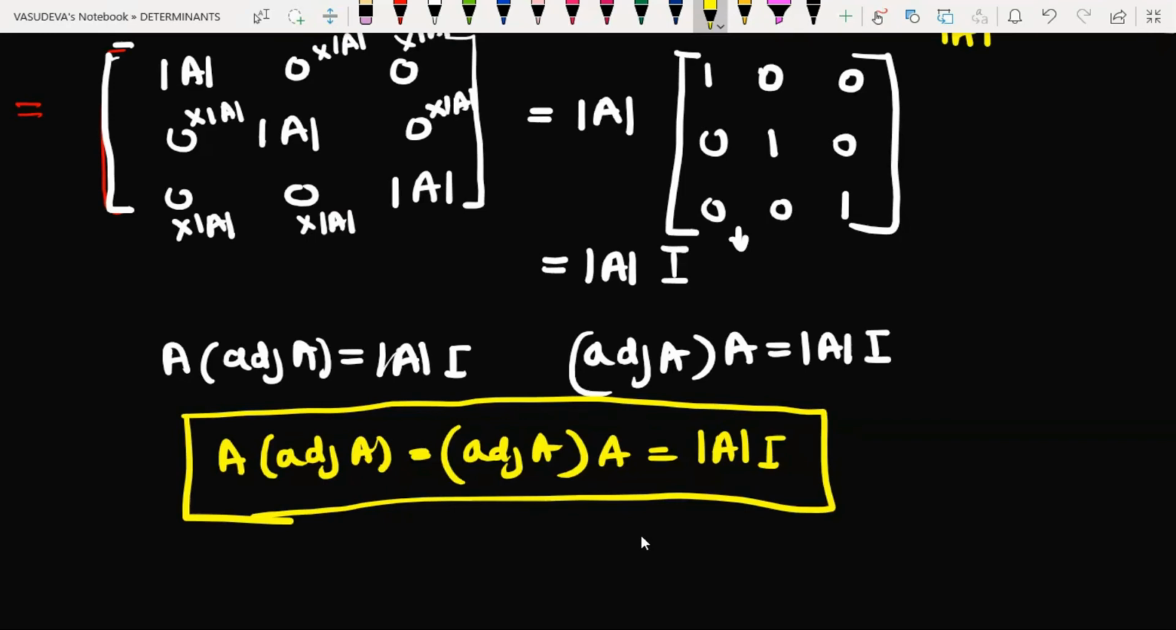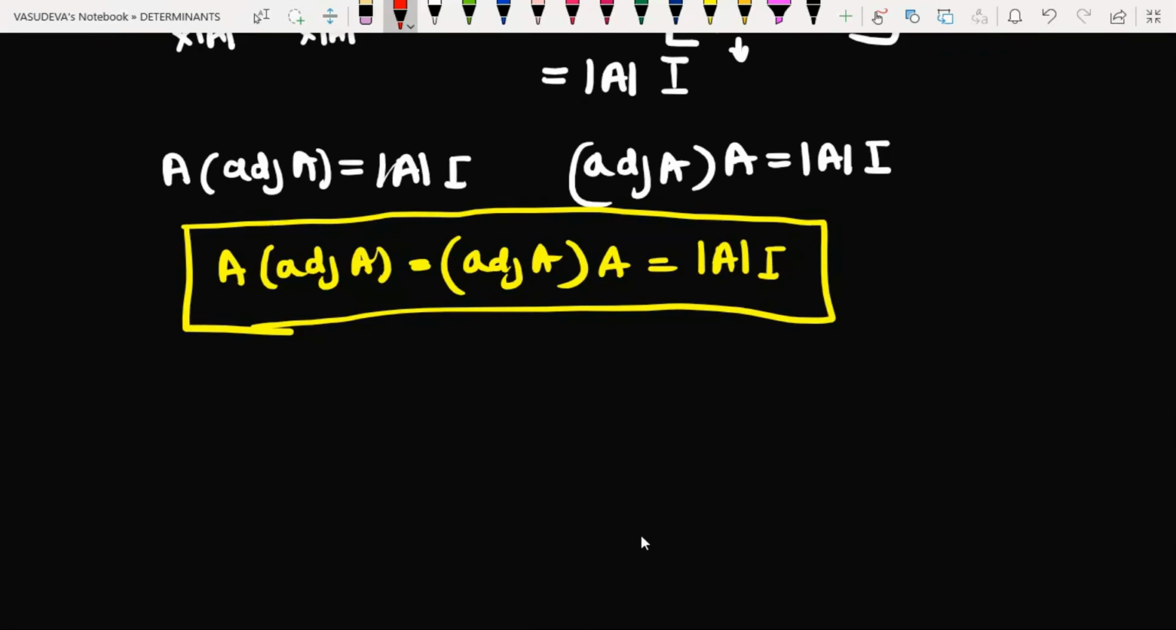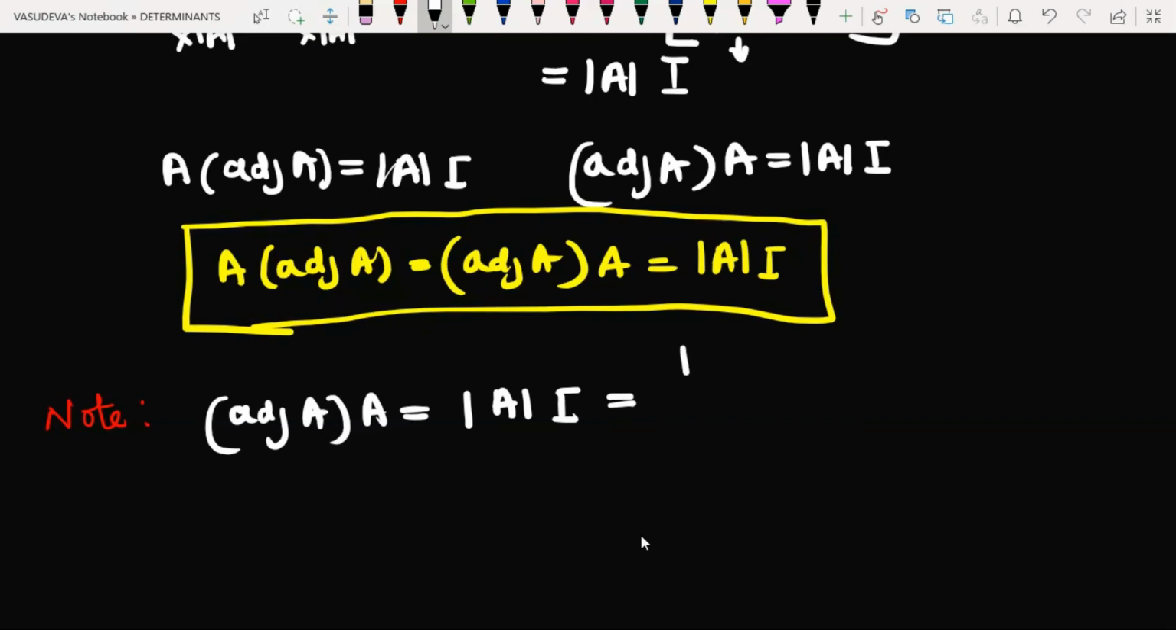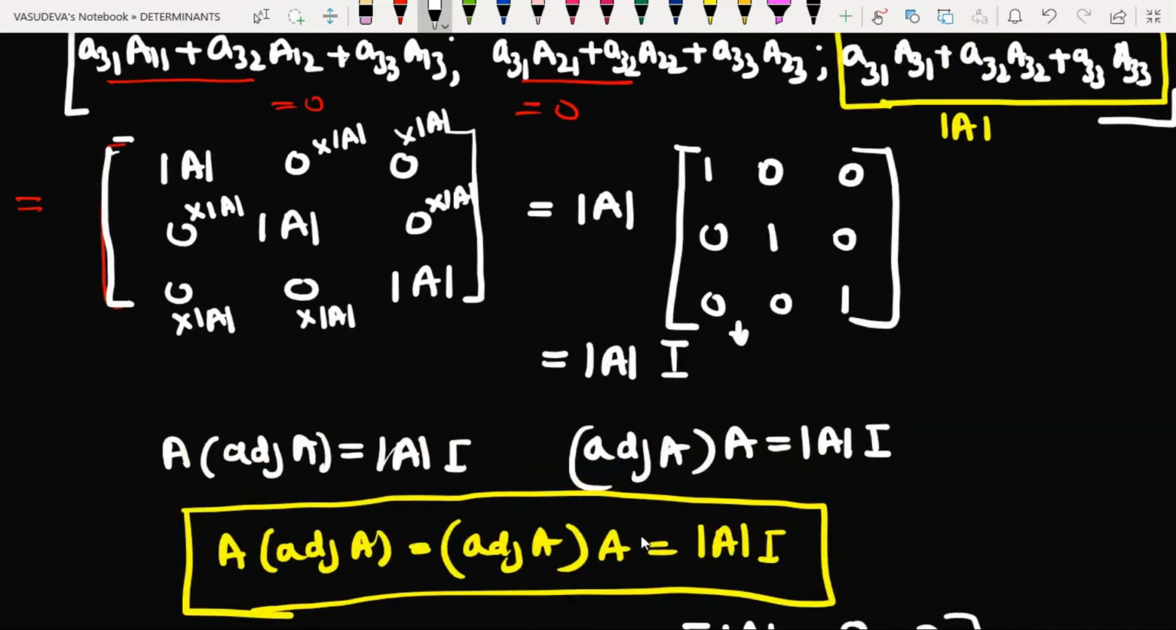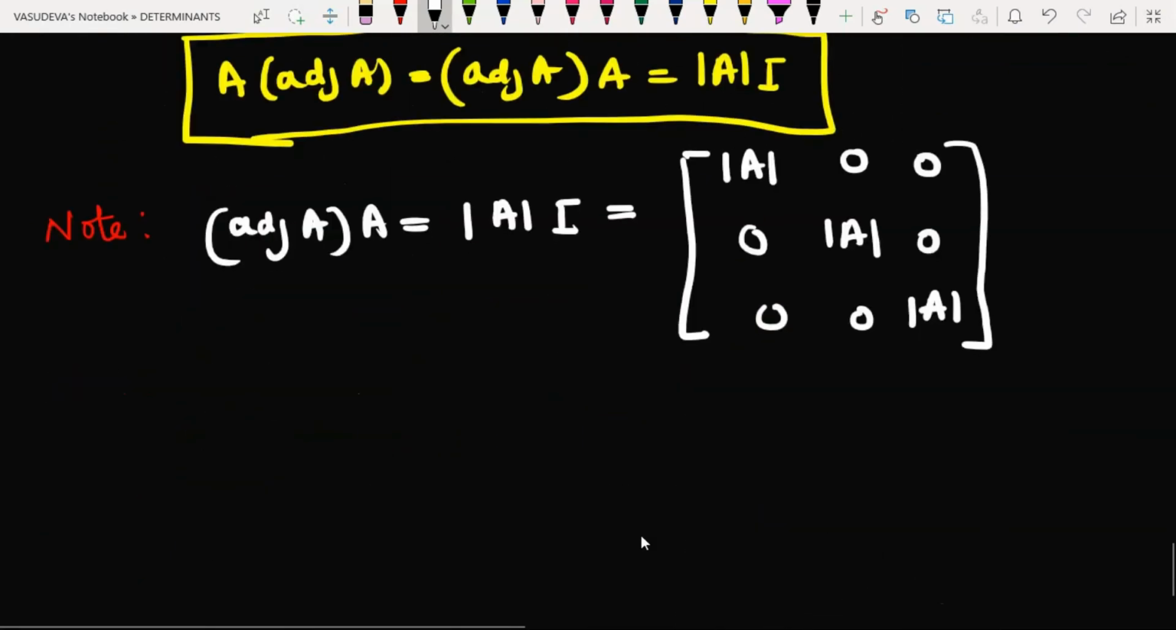From this definition we will arrive at the result for the inverse of a matrix. And from this result we arrive at one of the very important things. So as a note you can take, we have adjoint of A into A is equal to determinant of A into I. So how do you write this determinant of A into I? Just now we have seen determinant of A into 0 0 0 determinant of A 0 0 0 determinant of A. See, observe this. So we have written determinant of A multiplied by identity matrix.